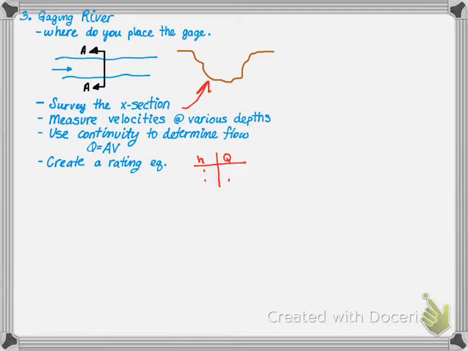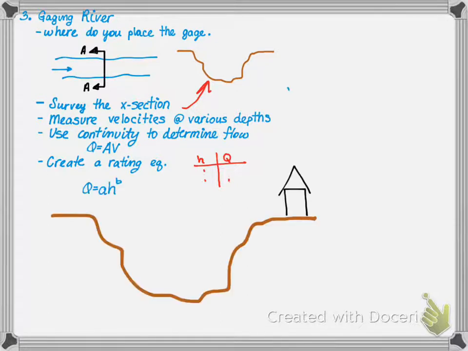Next, we'll create a rating curve. We will take all our measured depths and all our calculated flow rates from the continuity equation and sketch it. Put it into Excel and create a power regression equation such that the flow rate, Q, is located on our y-axis and depth on our x-axis, and then we can fit a best fit line through it. This power regression is represented as Q equals a times the depth raised to the b power, where a and b are constants based on a given location.